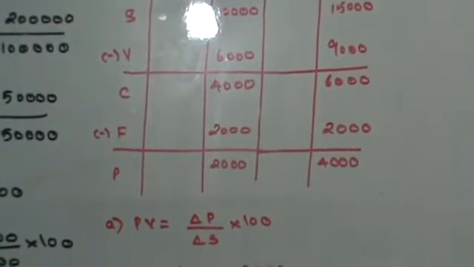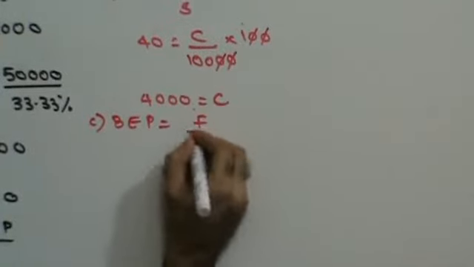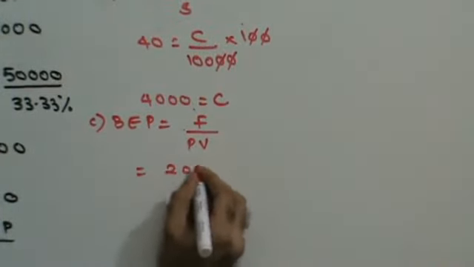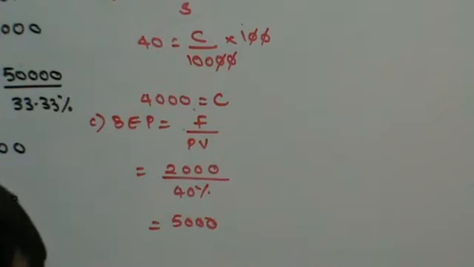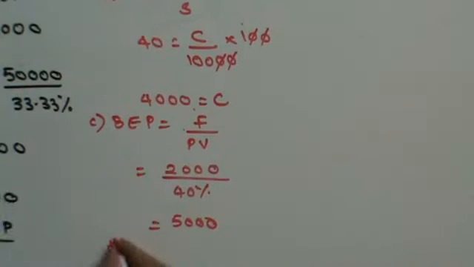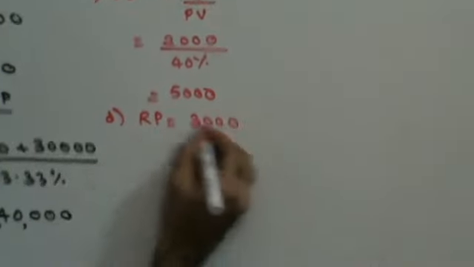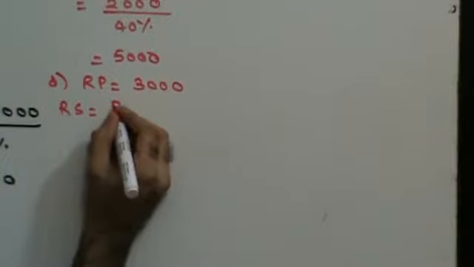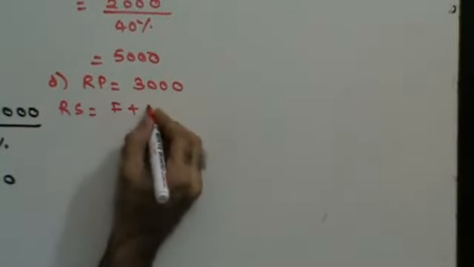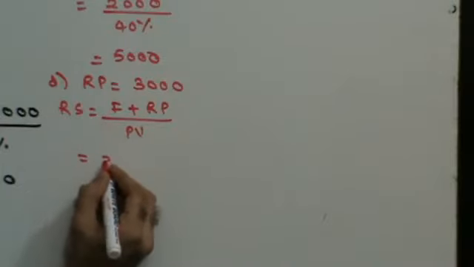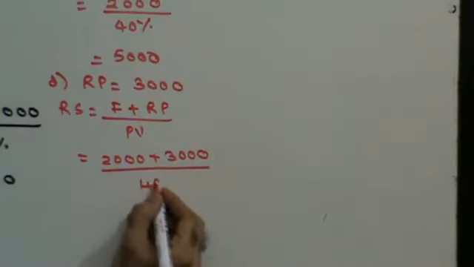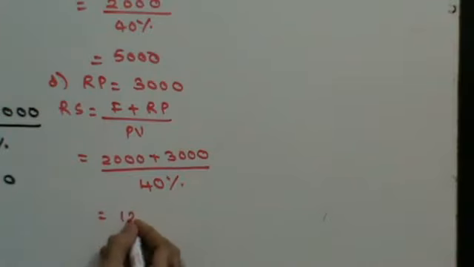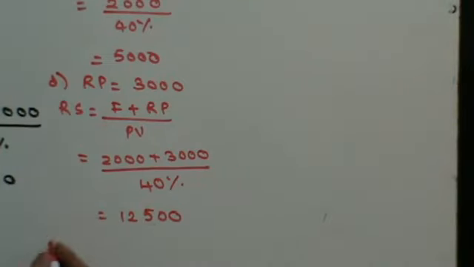Next, BEP: F upon PV. F is 2,000, PV 40%, so 5,000. Next, sales to earn a profit of 3,000. Required profit is given to you as 3,000. Required sales is nothing but F plus required profit upon PV. F is 2,000, required profit is 3,000 upon PV 40%, 5,000. So 12,500.